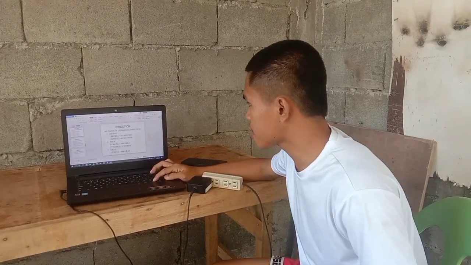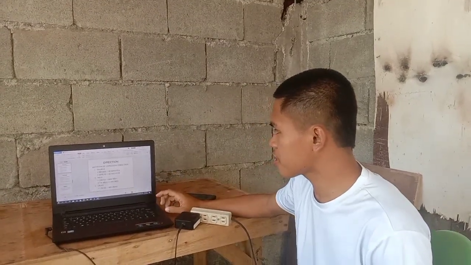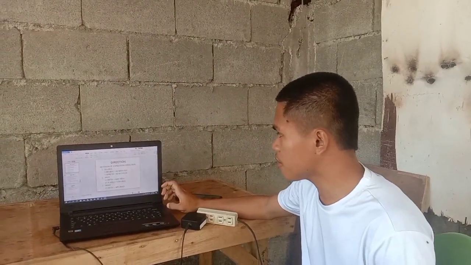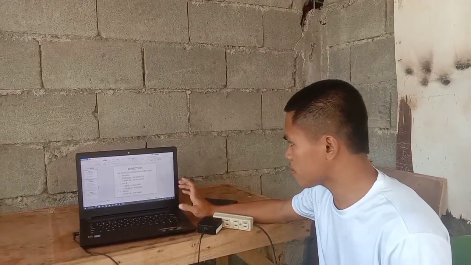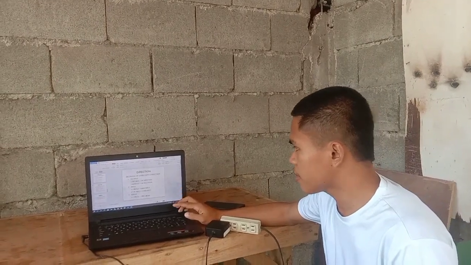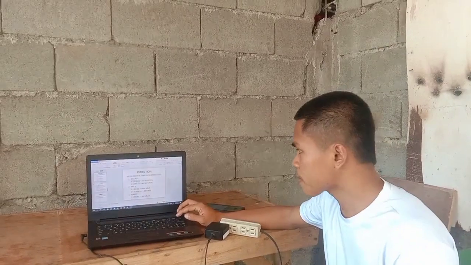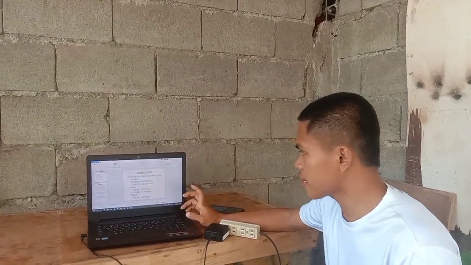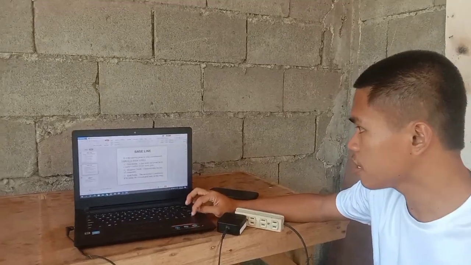Methods of expressing direction. One degree is equivalent to 60 minutes, and 1 minute is equivalent to 60 seconds. In mils, 1 circle is equivalent to 6,400 mils, and 17.78 mils is equal to 1 degree. In grads, 1 circle is equivalent to 400 grads.